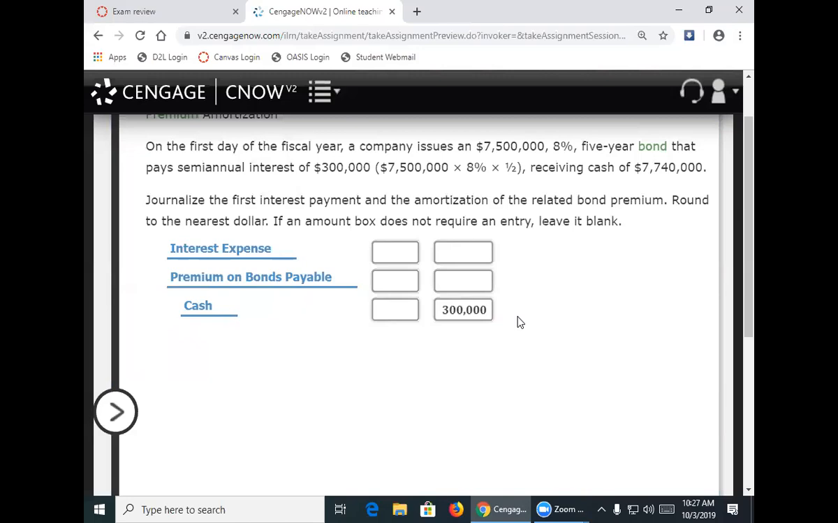Well, how much is my premium amount? We already calculated that, right? So we calculated our premium, which again would be the cash value minus the face amount divided by the number of payments. So our premium is 240,000. And we divide by, this is a 5-year bond, and we make 2 payments a year. So again, we're going to make 10 total payments. So 240,000 divided by 10. So every time we make an interest payment, we want to recognize what, $24,000 of that premium?